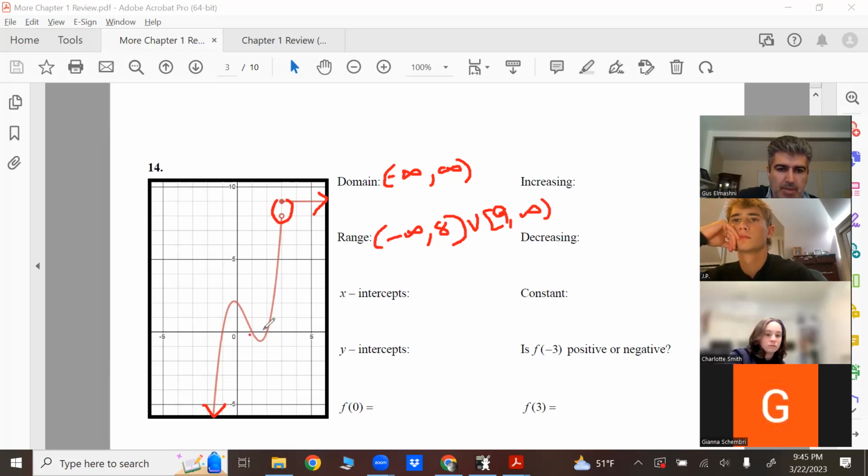X intercepts pretty obvious at 1 and 2. And we'll say label as coordinates. Y intercepts pretty easy. It's at 0, 2.